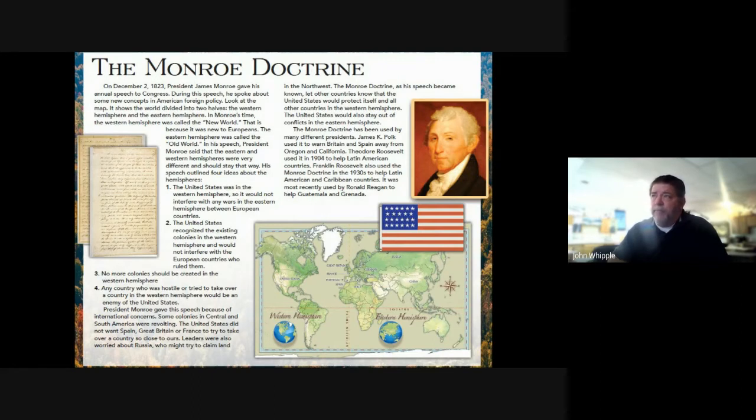Look at the map. It shows the world divided into two halves, the Western Hemisphere and the Eastern Hemisphere. In Monroe's time, the Western Hemisphere was called the New World. That is because it was new to Europeans. The Eastern Hemisphere was called the Old World. In his speech, President Monroe said that the Eastern and Western Hemispheres were very different and should stay that way. His speech outlined four ideas about the hemispheres.